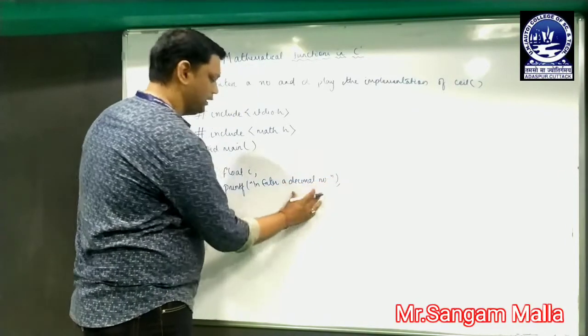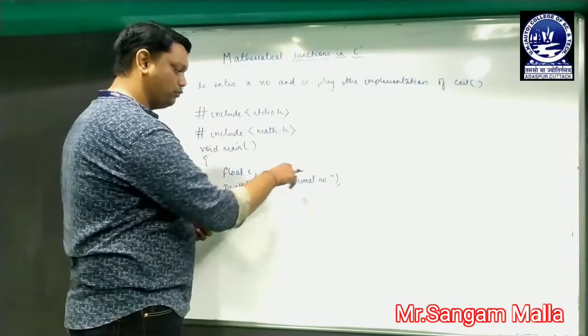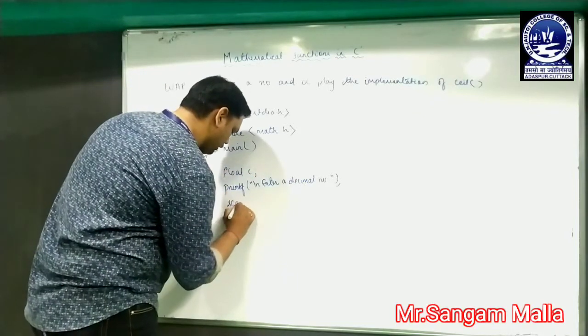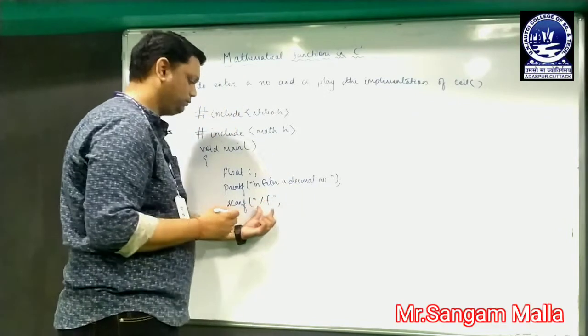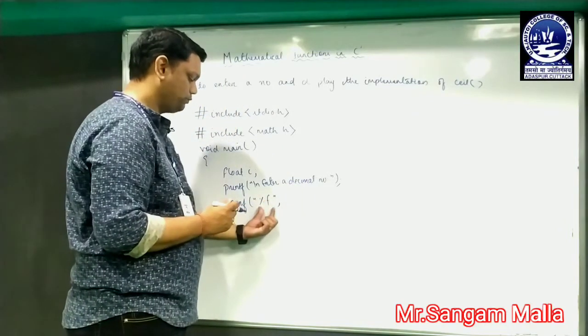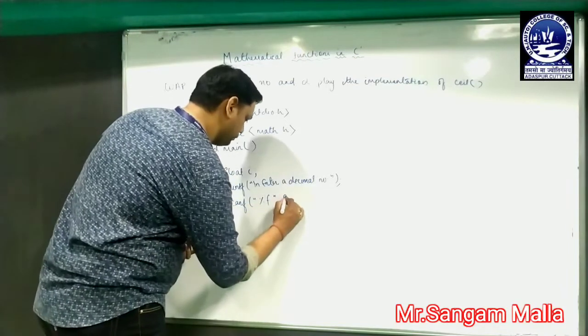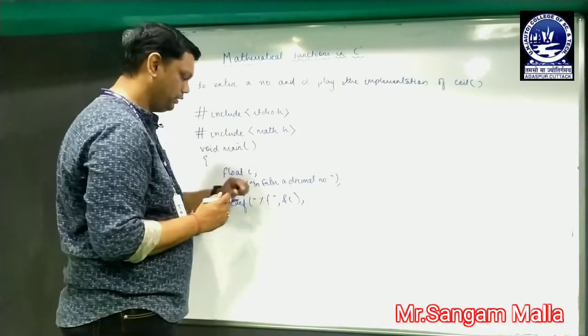Whenever I am writing a decimal number, it specifies to the user that they have to enter a decimal number, not an integer number. Now I will write scanf %f. Why have I written %f over here? Because %f is the format specifier of float.